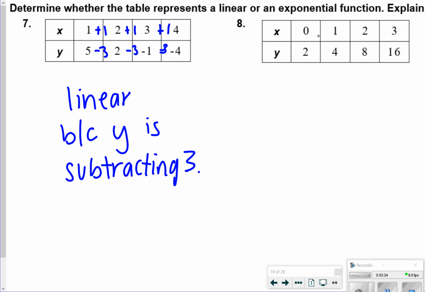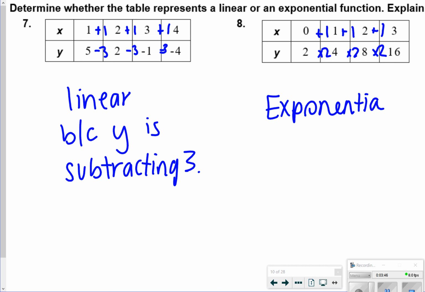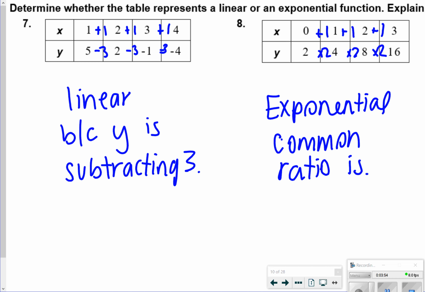For number 8, again, we see x is increasing by 1, but y is increasing by 2. So we're going to say that number 8 is exponential because your common difference, or excuse me, your common ratio is 2. Or you could say y is being multiplied by 2.